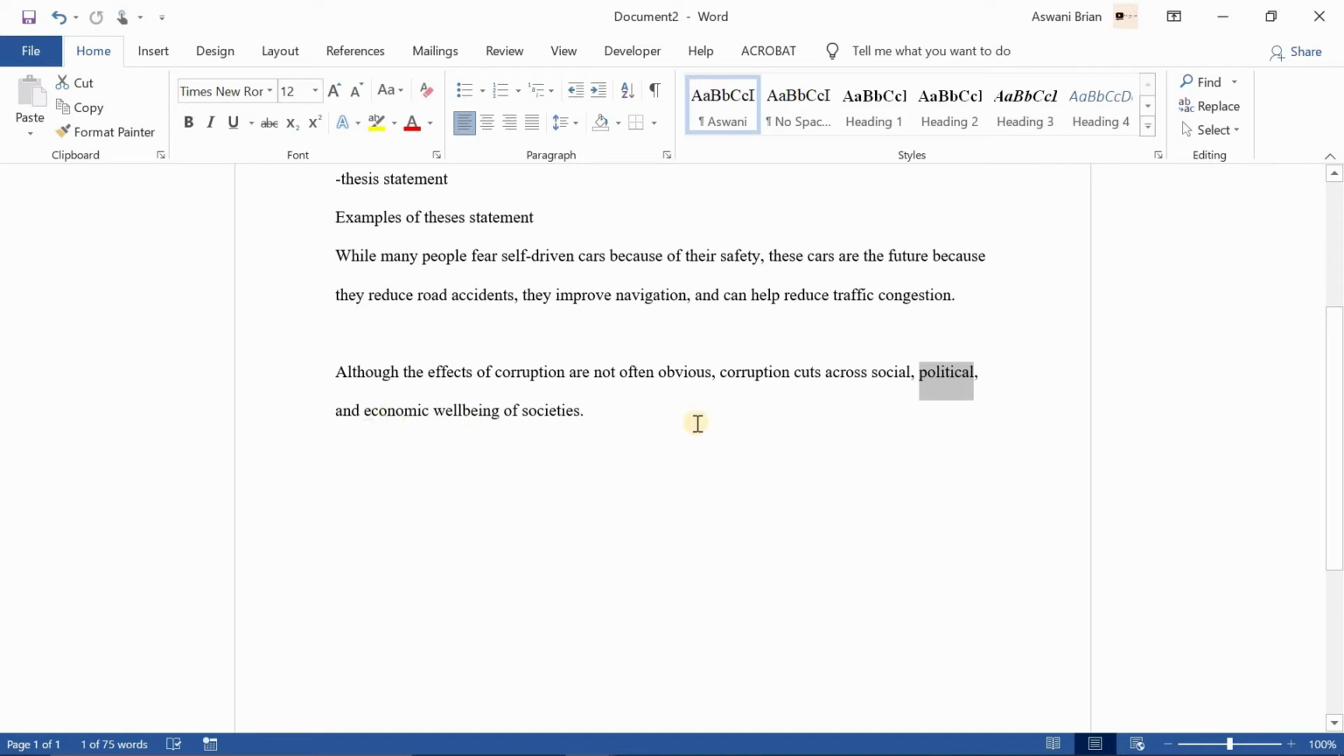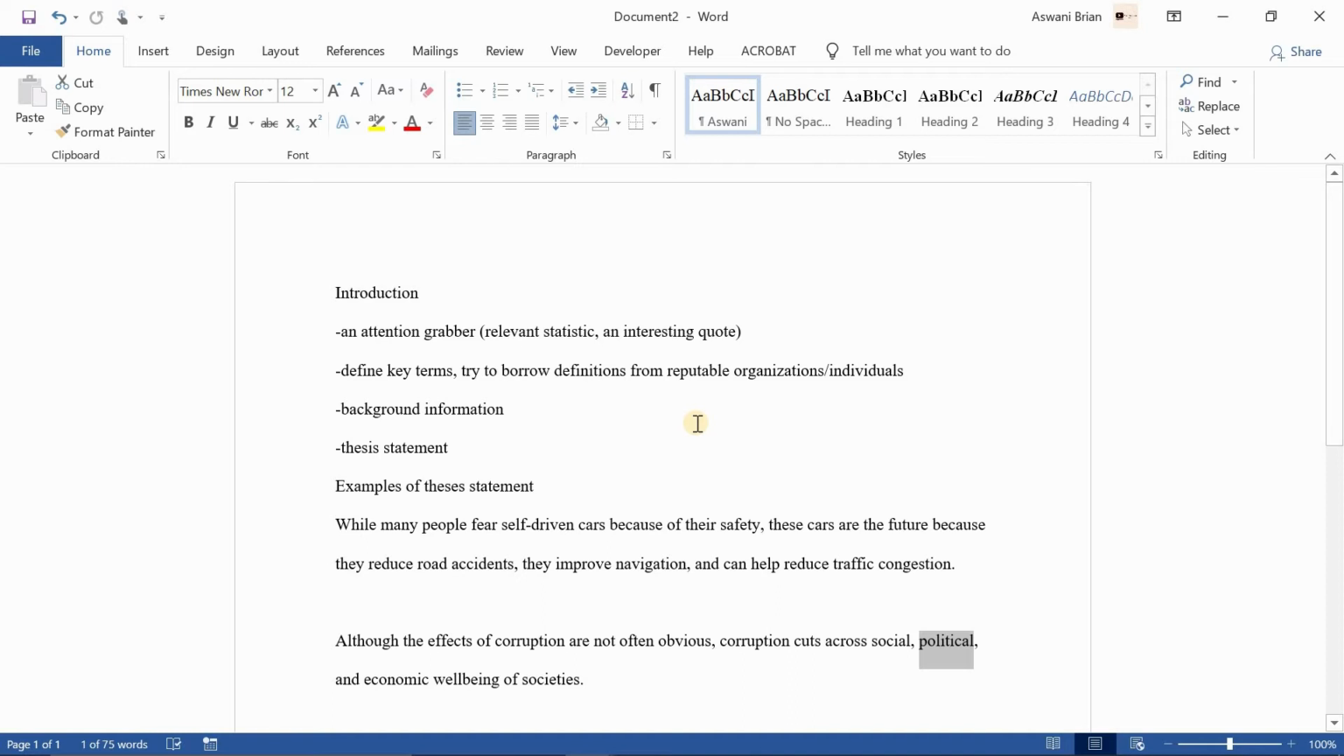A thesis statement will be more clear when you're talking about arguments or persuasion. But if it's just a topic like effects of corruption, maybe you're not trying to persuade anything, just trying to state or inform people about a certain ill in society. A sentence like this will perfectly work as your thesis statement. So you can write it in different ways.